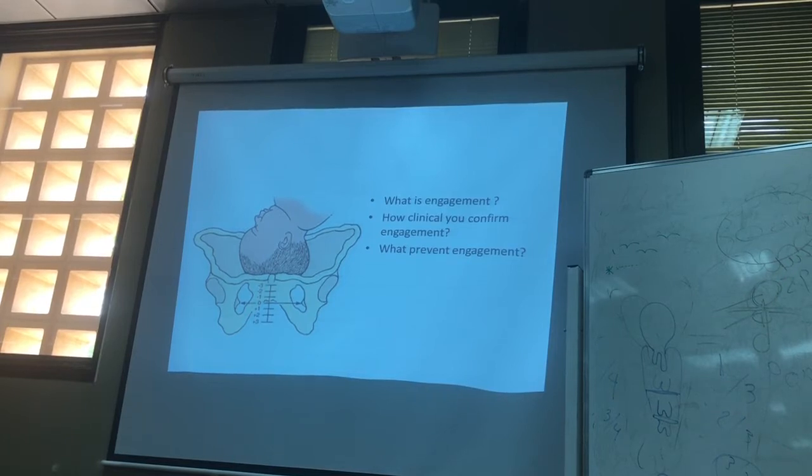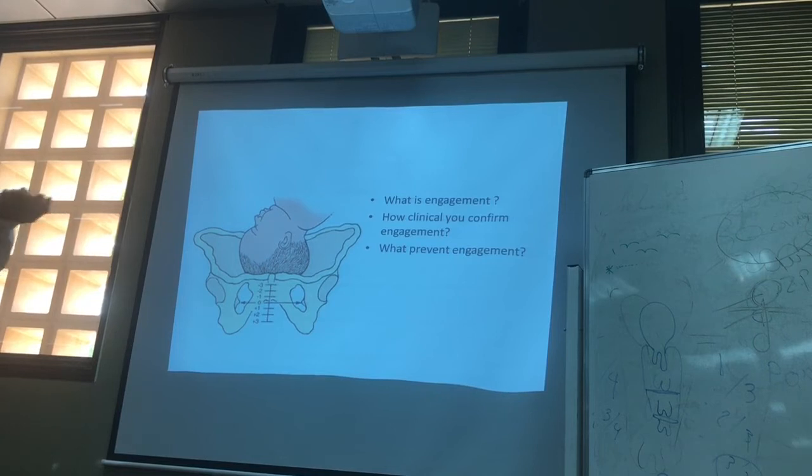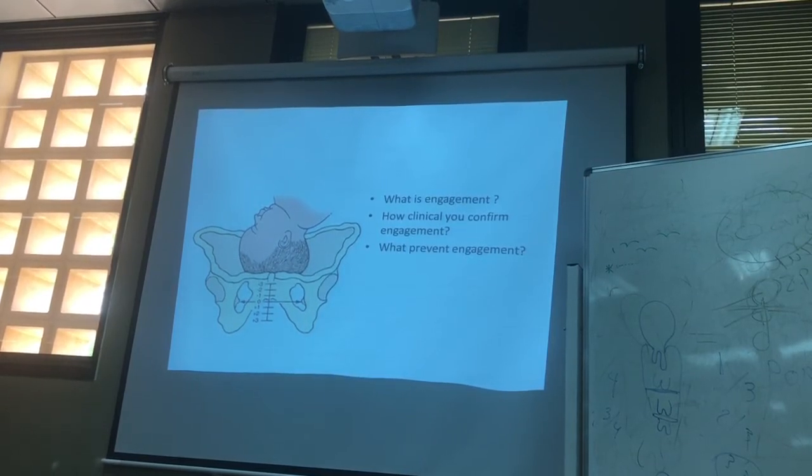If the rule of fifths says less than 1/5 is palpable per abdomen, then it's not palpable per abdomen. If you write not palpable per abdomen, that means fully engaged, right? Yes. On examination, below the ischial spine, it's fully engaged.